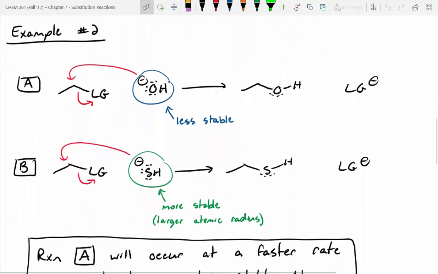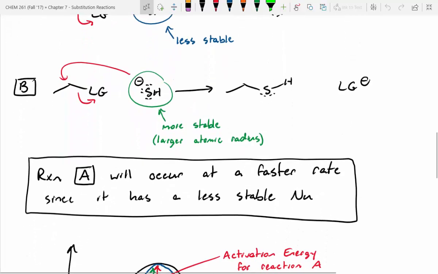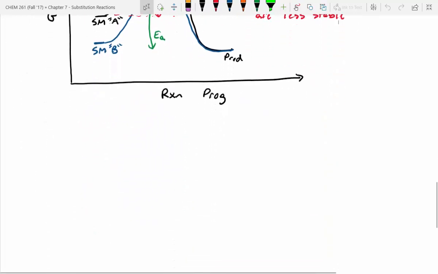And then in example 2, we said that the less stable nucleophile, meaning the one that's in the smaller atomic radius, is going to be the better nucleophile. And this is really similar to acid-base activity, right? So let's take a look at a few other examples too.